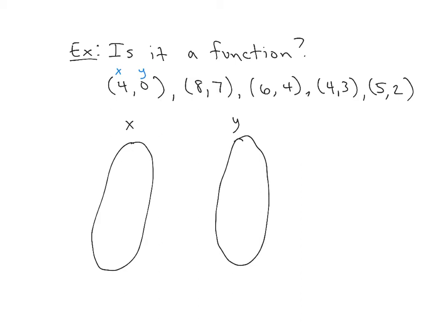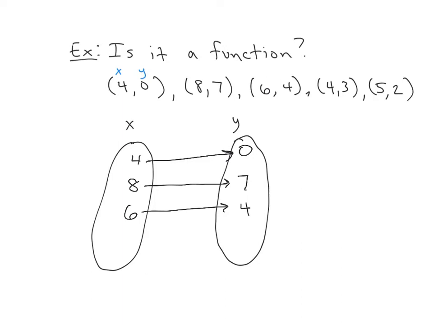Now what this first point is saying is that an x goes to 0 in the y, right? So if my x value is 4, it's going to map to 0 in the y. So if I input x equals 4, it's going to output 0 as the y. Now my second point here of 8 with 7 as the y is going to indicate if I input an x of 8, it's going to output a 7 as y. 6 comma 4 is going to mean that if we input a 6, it's going to output a 4. 4 comma 3 means if I input a 4, it's going to output a 3.